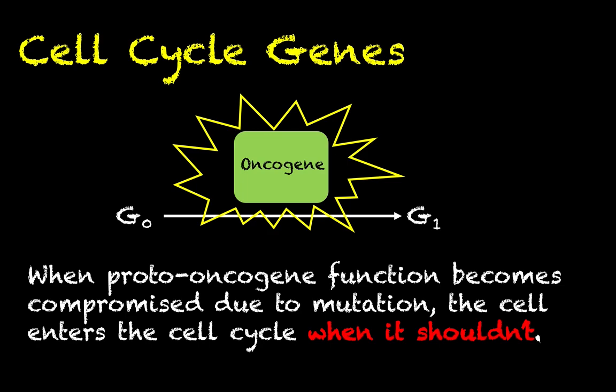So in the case of proto-oncogenes, their function becomes compromised because of genetic mutation, and usually this is going to cause the proto-oncogene to turn into what is called an oncogene. An oncogene is a protein that is going to push the cell into the cell cycle even when that cell should not go through the cell cycle. So this is sometimes what we call a gain-of-function mutation, a mutation that causes a protein to either become way too active or to have a new function that is not a good thing in this case.